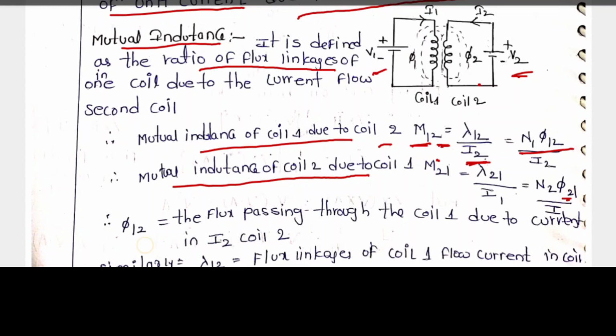Here phi12 is the flux passing through coil 1 due to current in coil 2. Similarly, phi21 is the flux passing through coil 2 due to current in coil 1, that is I1. You can now define the mutual inductance of coil 2 due to coil 1: M21 is lambda21 by I1, where lambda21 is the flux linkage in coil 2 with flux from coil 1, N2 phi21, divided by I1.